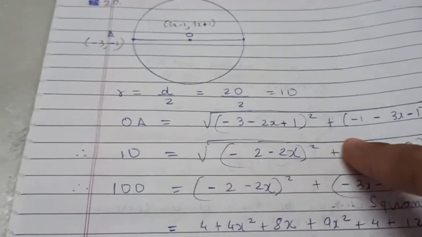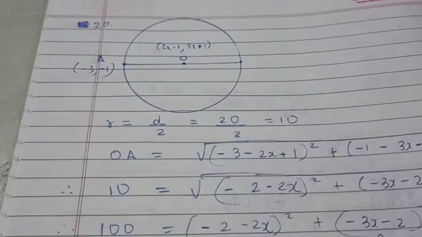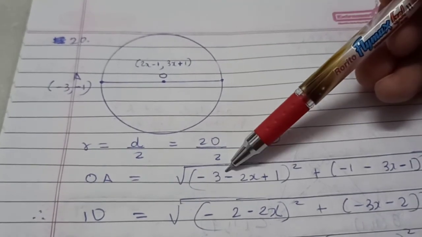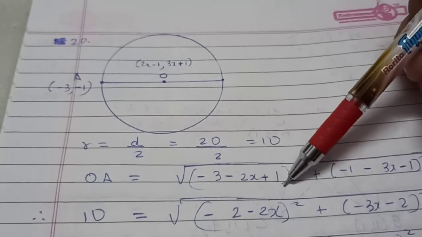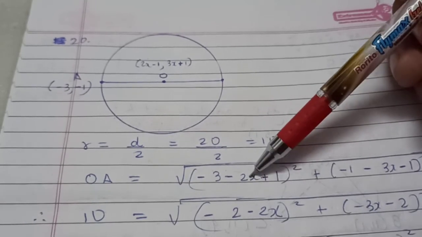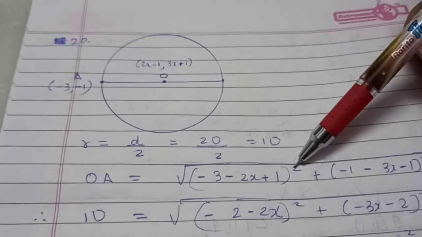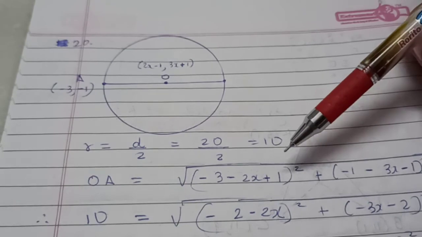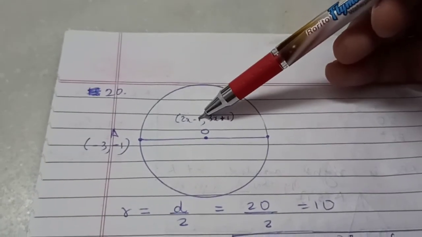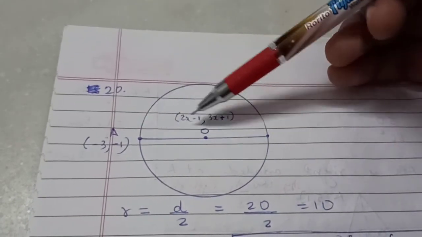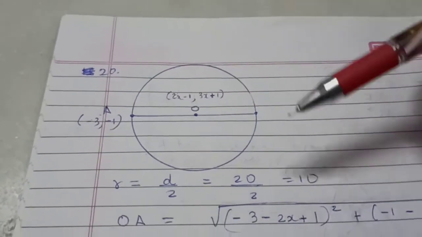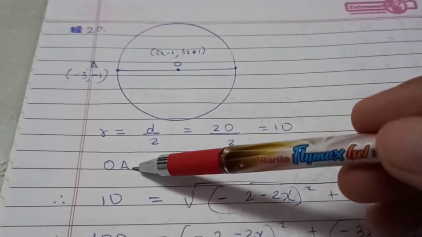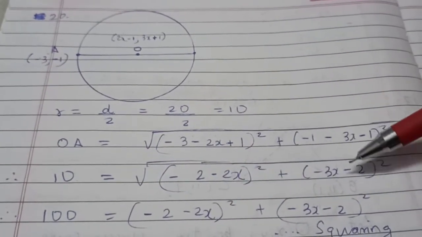OA, use distance formula. -3 minus 2x minus 1. So -3 minus 2x minus 1, but when I open that bracket, this sign will change. So I wrote -2 minus 2x plus 1, the whole squared. So be very careful about the signs. If you're not comfortable, then do the other way around. Do it 2x minus 1 minus -3. That is 2x minus 1 plus 3, the whole squared. Either way, you have to be careful about the signs in this sum. By the way, OA distance we know it's 10. And this also is a square.